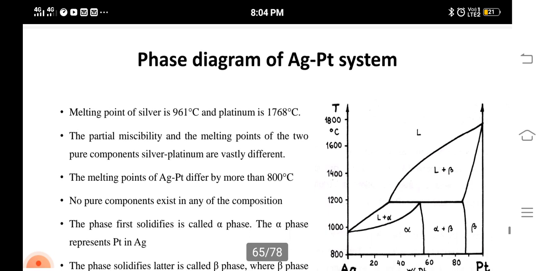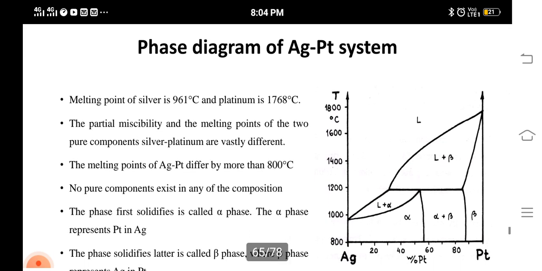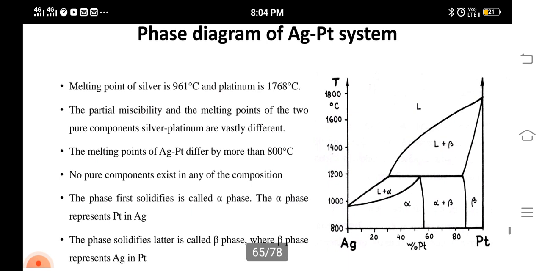We'll see an example of a peritectic phase diagram, that is the silver-platinum system. In this case, the melting point of silver is 961 degrees and platinum is 1768 degrees. That is, the melting points of both components are very different. The partial miscibility and melting points of the two pure components, silver and platinum, are vastly different. But in case of eutectic, the difference between the melting points of the two components is not vast. The melting points of silver and platinum differ by more than 800 degrees centigrade.